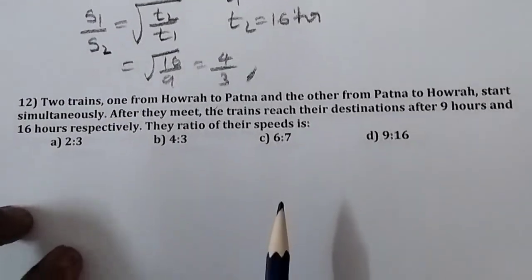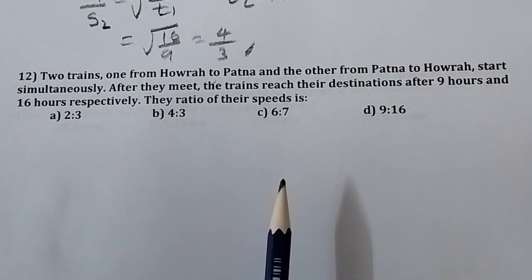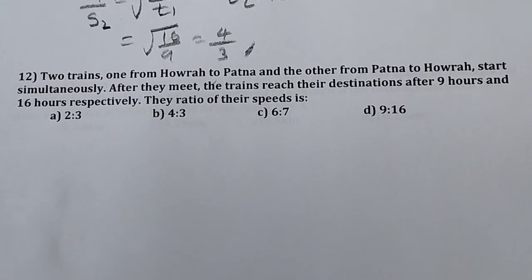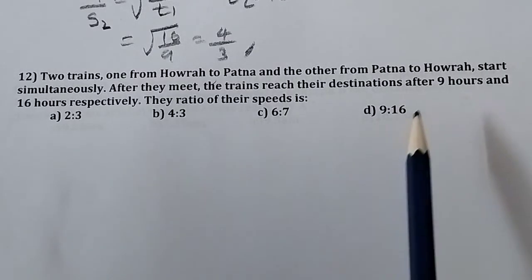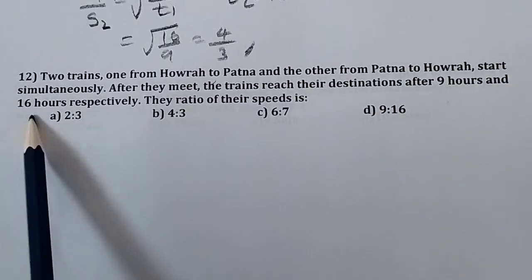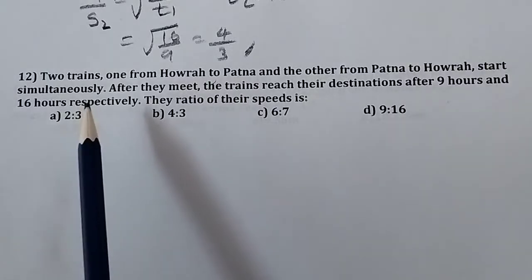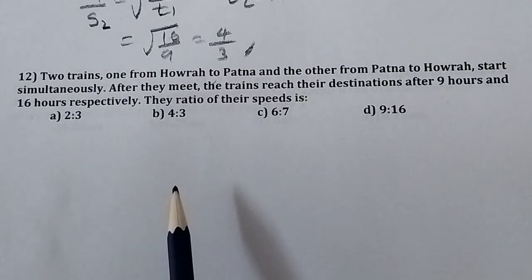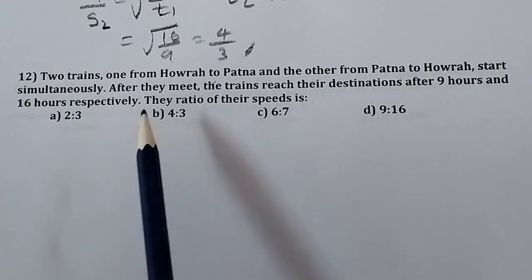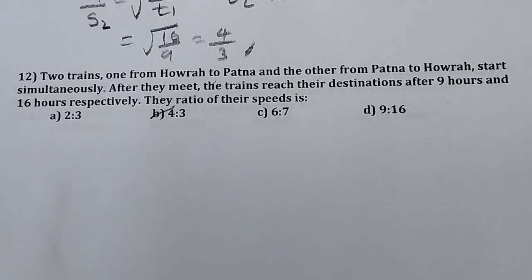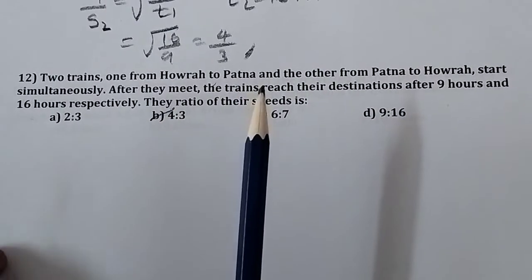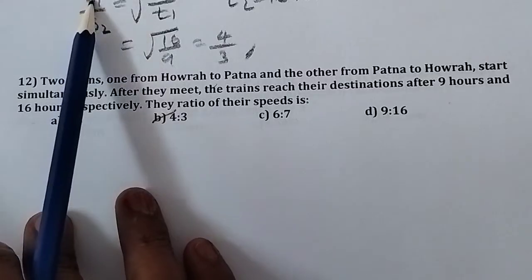The 12th question is also the same. In place of A and B, Howrah and Patna are given. The remaining is all the same, that is 9 hours and 16 hours. If you want, try to read this question and its solution also. Finally, we get 4:3. So no need to explain the 12th question. I hope you can do the 12th question in one go.